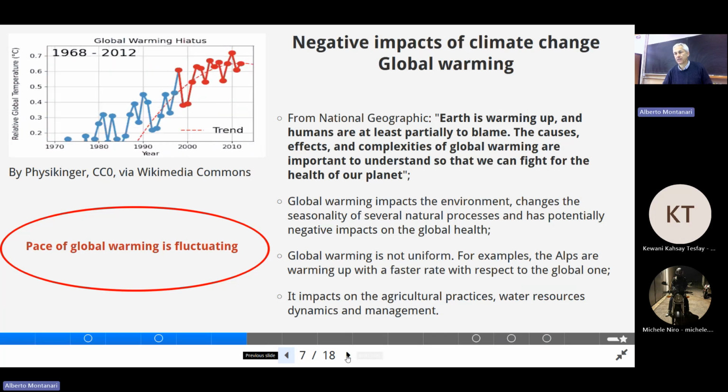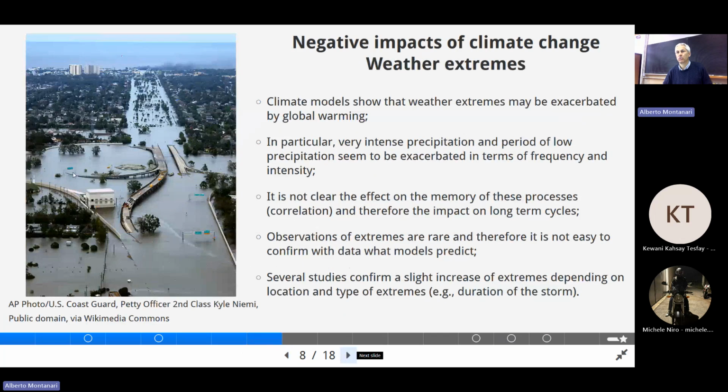Other negative impacts of climate change: weather extremes, droughts and floods, basically. Okay, so we have the feeling that droughts and floods are increasing in severity after climate change. This is what climate models say. Actually, if we look at the data, it's more complicated, but the climate models agree in identifying a worsening of extreme events related to water under global warming.